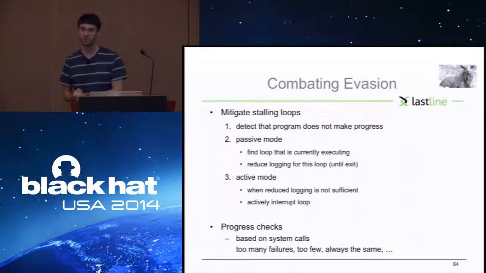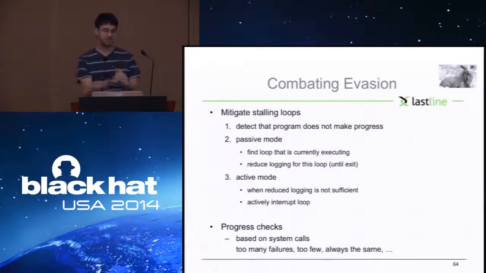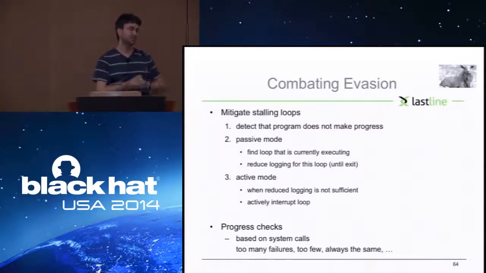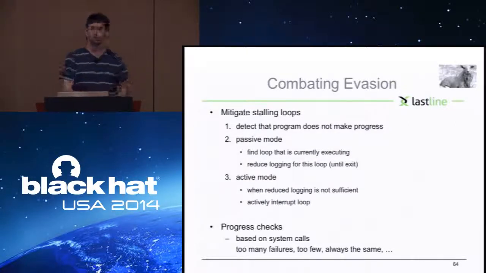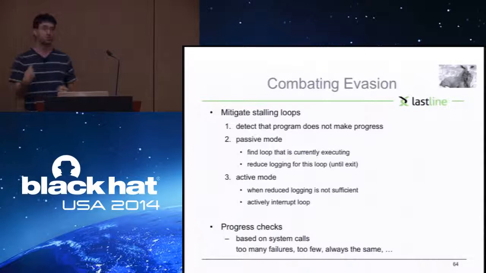Let me just give you a couple of minutes the high-level idea on the second part, which is the stalling loops. So stalling loops, I said, they are difficult because they don't have a trigger, right? There's no input being read, there's no system call that happens, there are no tainted inputs that we need to track. It's just a program looping and spinning and not doing anything. So how can we detect that?